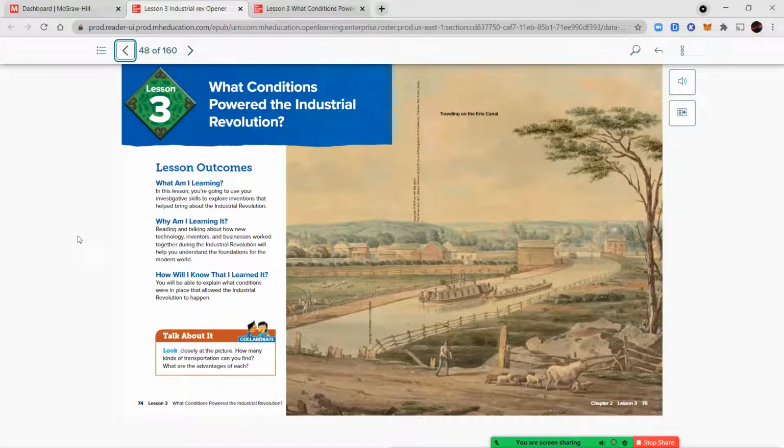Hello, fourth grade, and welcome to lesson 3 for social studies. We are going to be talking about what conditions powered the Industrial Revolution. So right now we are working in chapter 2.